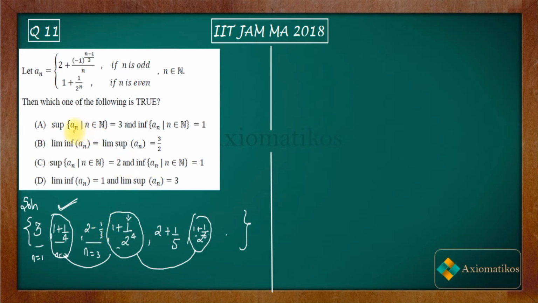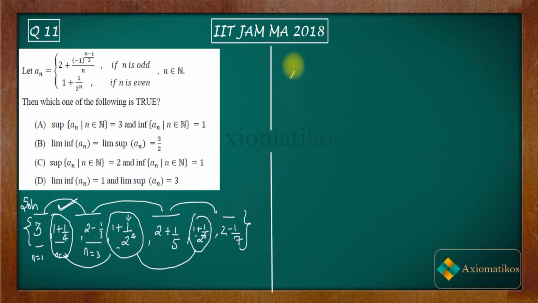Now on the odd part, what is happening? You are firstly getting 3. After that, you are getting 2 minus 1 by 3. Then you are getting 2 plus 1 by 5. On the next term, you will get 2 minus 1 by 7. And on the next term, you will get 2 plus 1 by 9.